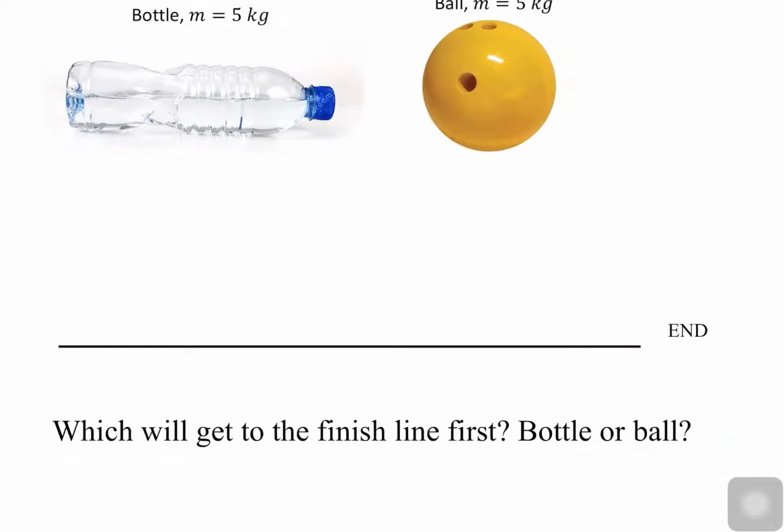Then if I give another question, we have two things. We have a bottle with water weighing 5 kg, and a ball also weighing 5 kg. Then they have a competition: we roll them from here to the end point. Which will get to the finish line first, the bottle or the ball? Which one do you think? The mass is the same. So now we talk about different shape. When we talk about different shape, what do we need to talk about? Its inertia.